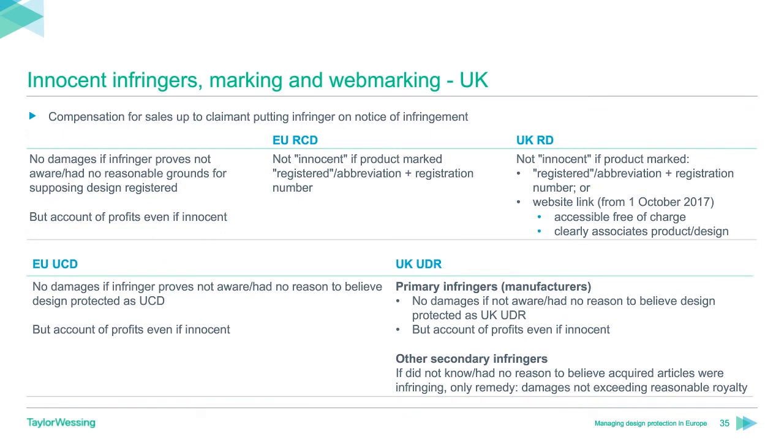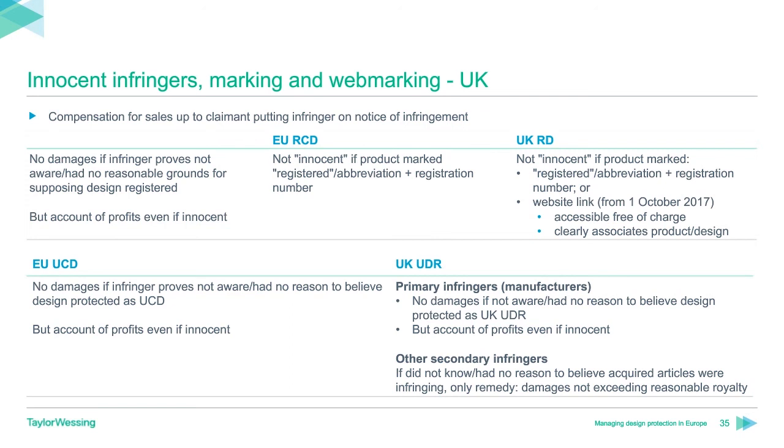Thank you, Martin. So this is on the topic of what are known as innocent infringers in the UK. So in the UK we have peculiar rules which are really around the type of compensation that a claimant is entitled to in relation to sales, which were made up to the point when the infringer can be said to not have been on notice of the infringement.